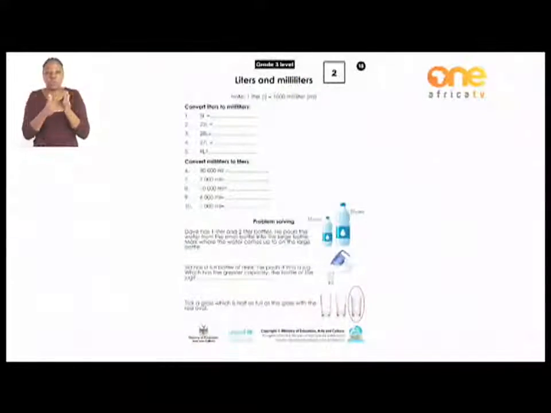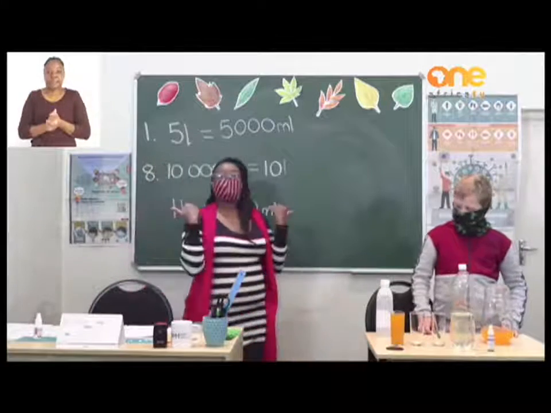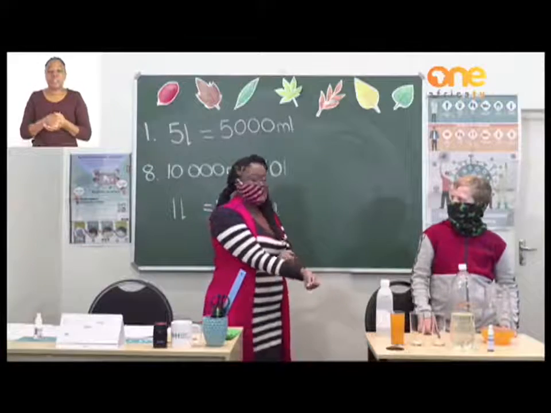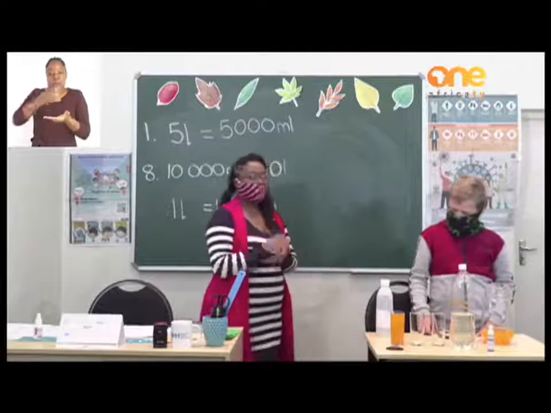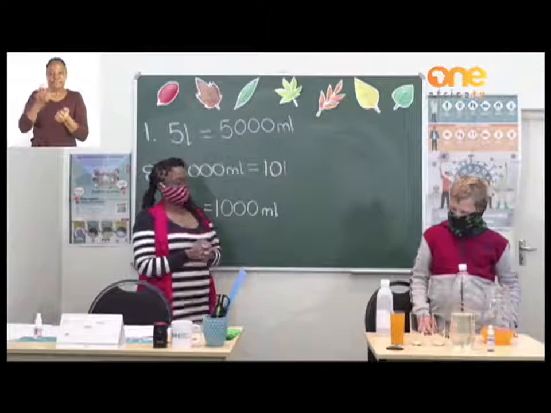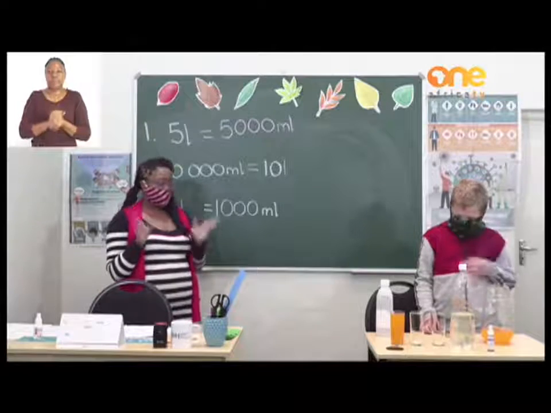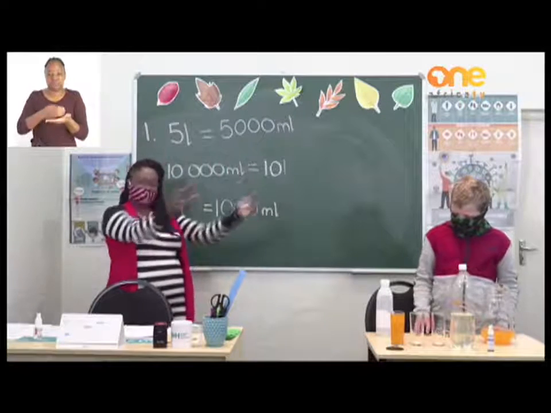It says, Sid has a full bottle of drink. He pours it into a jug. Which has greater capacity, the bottle or the jug? Now, instead of us having a bottle, we are going to use a glass. In our glass, it is quite full, and we have our jug on the other side. My friend, the scientist today, is going to pour what is in the glass as our bottle into the jug.